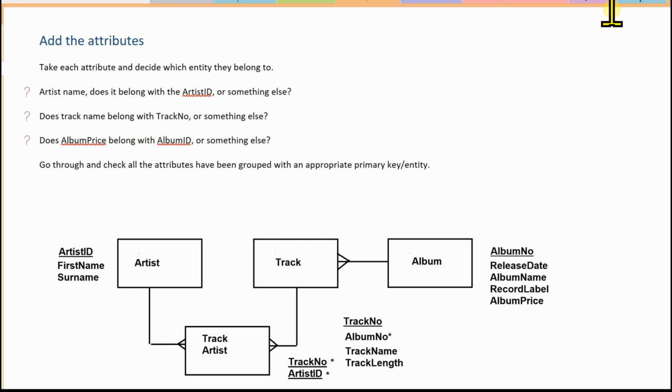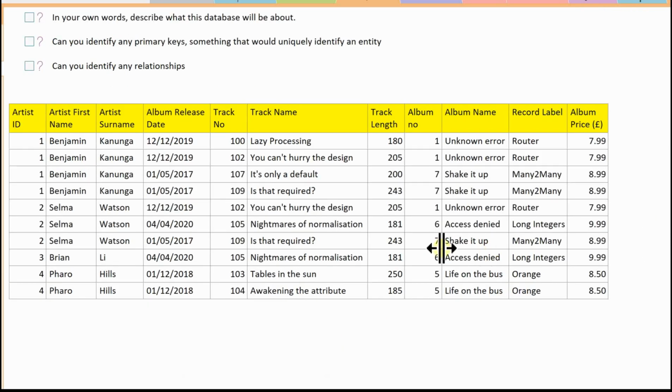Album price, does it belong with album ID or something else? Well, I would suggest that belongs with the album, because for each album, although we've got it listed a number of times, let's just go back and look at the data a minute. So if we look at the album, like album number 1, the album price is $7.99. So that album price goes with the album number. Similar with the record label, if we just look at that, Router, it's the same for number 1, so it goes with the album number.